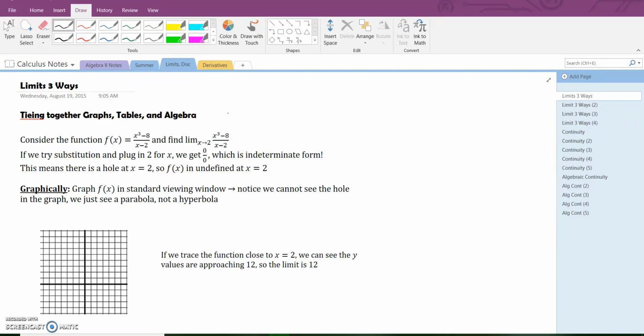We're going to be doing limits graphically, numerically, and algebraically. All 3 ways are needed on the AP exam. We're going to start with graphically first.